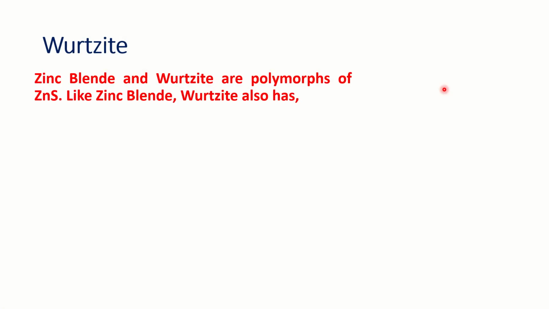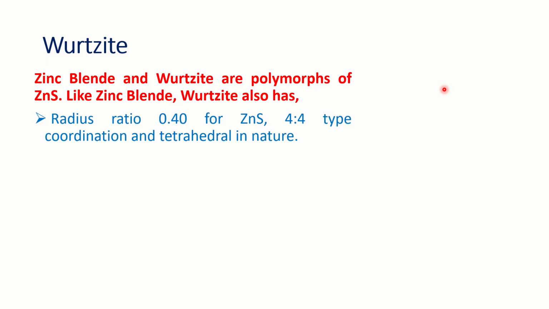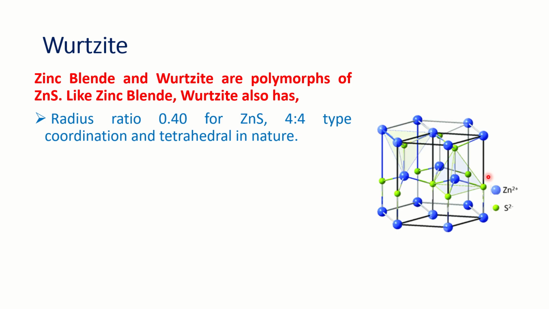Now, Wurtzite. Zinc blende and Wurtzite are polymorphs of zinc sulfide, ZnS. Like zinc blende, Wurtzite also has radius ratio 0.40. And definitely it has 4 to 4 coordination and is tetrahedral in nature, but the unit cell is hexagonal. The unit cell of zinc blende was face-centered cubic, but this is hexagonal. That one was cubic and this is hexagonal. And this is simple, that means primitive.